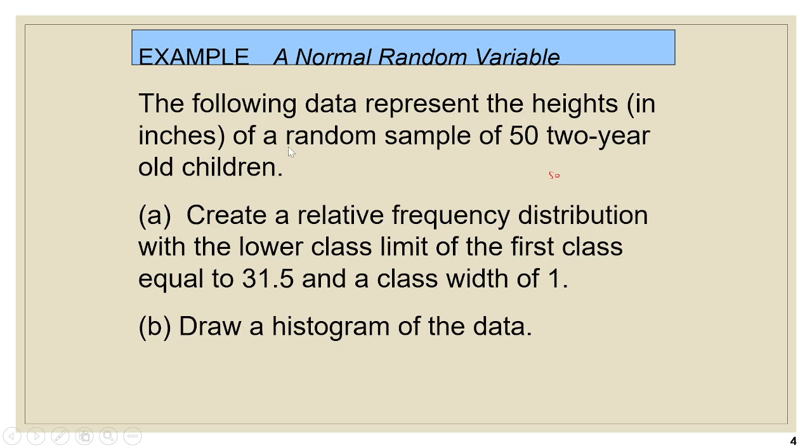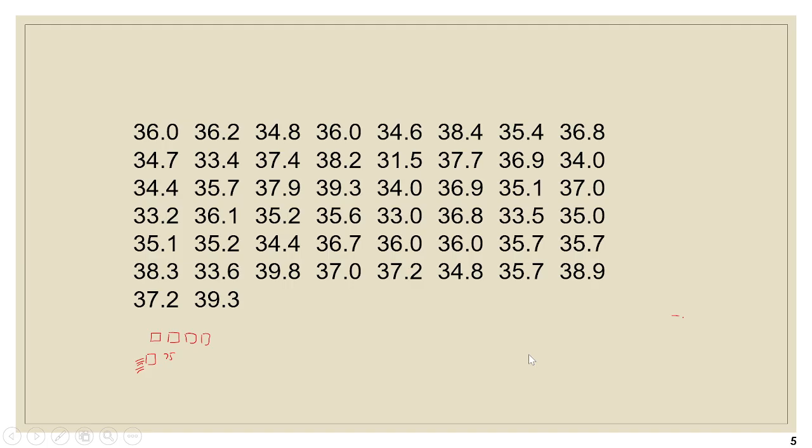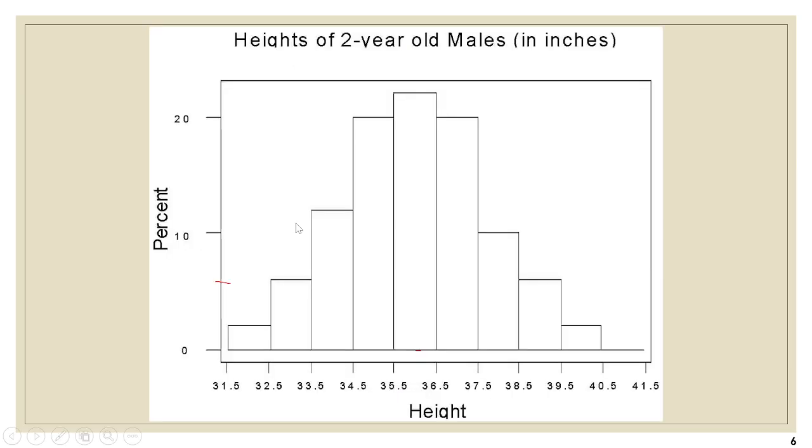Now, the example we have taken: the following data represents the heights in inches of a random sample of 2-year-old children, and we need to create the relative frequency distribution with the lower class limit of the first class equal to 31.5 and class width of 1. Then we are going to draw the histogram of the data. This is the sample data from the data set, and based on that we draw the histogram of heights of 2-year-old males in inches, with height and percentage. This is the histogram.